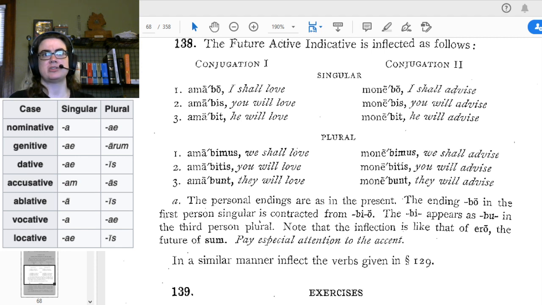Pay special attention to the accent. Why am I paying special attention to the accent? Is it because it's always the last syllable on the stem? I don't know. But we try to pay attention to it.